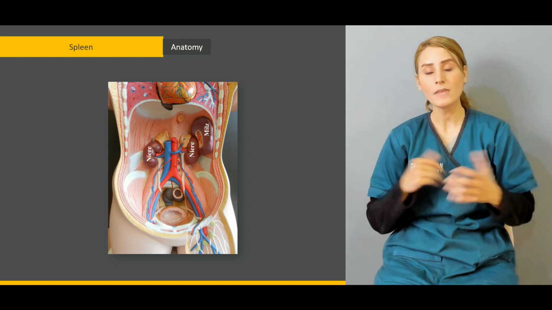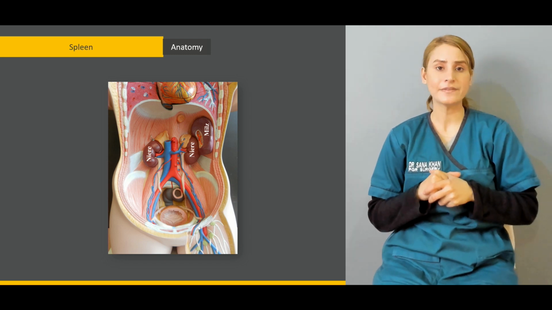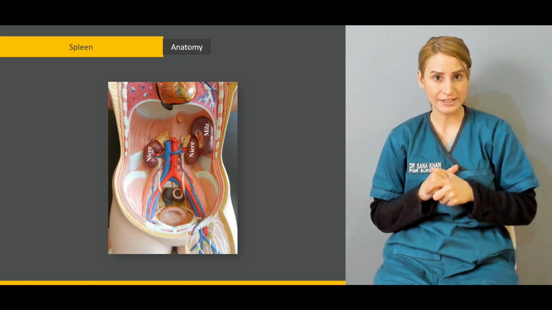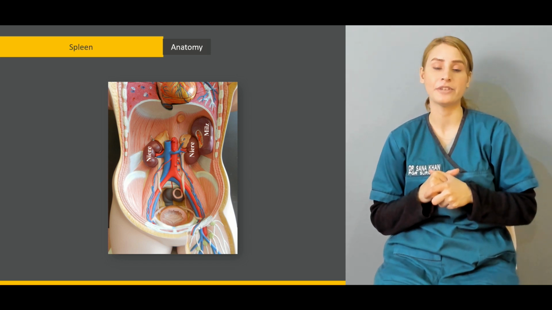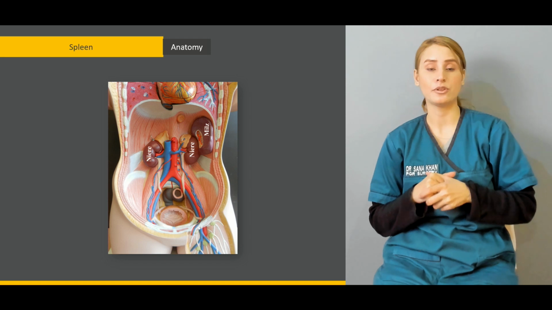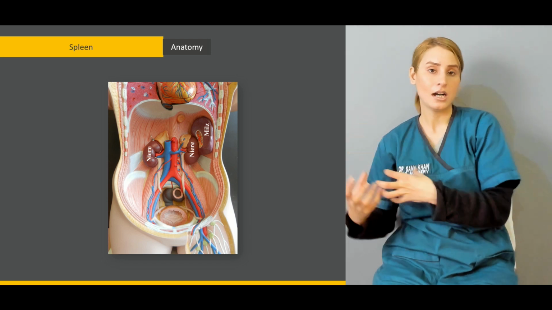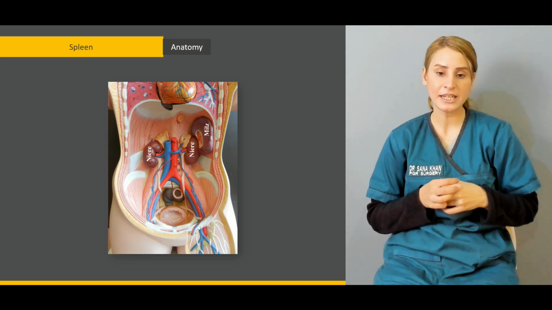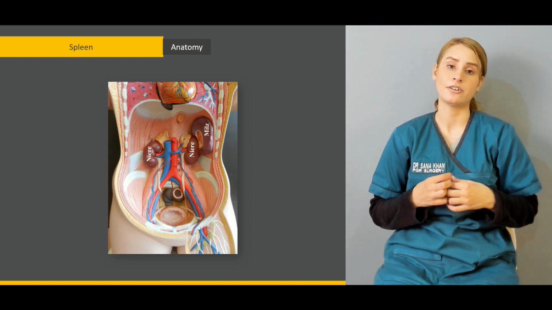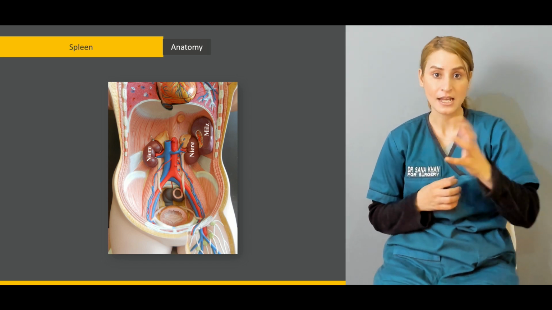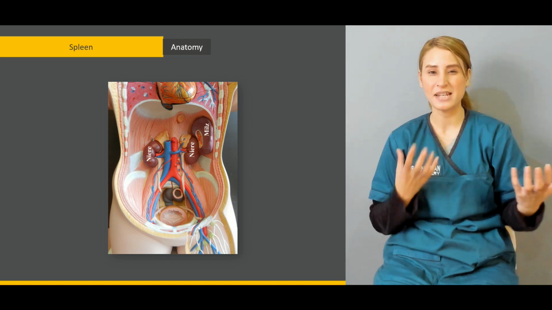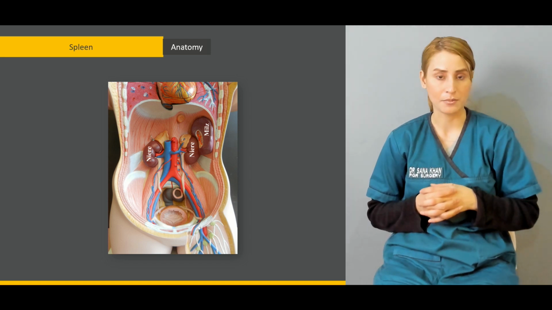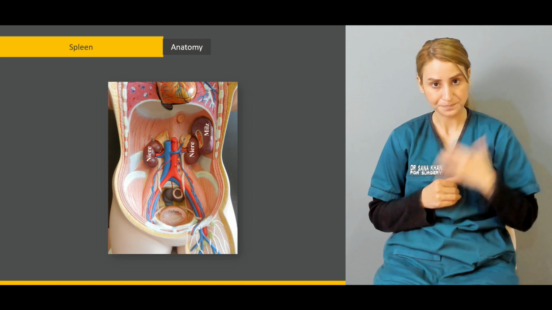Now some people have accessory spleens, maybe 0.5 to 1% of people have tiny, small accessory spleens, and they're also deriving their blood supply from the splenic artery and its branches, segmental branches coming from the abdominal aorta and the splenic artery.